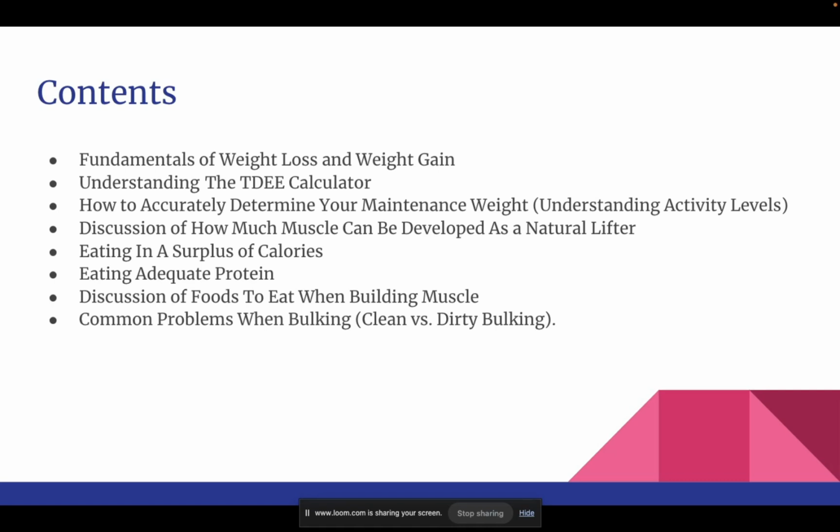All right, we'll discuss how to eat in a caloric surplus. We'll talk about eating adequate amounts of protein. We'll talk about what types of food you should and need to eat in order to build muscle. And we'll talk about common problems that occur when you're bulking. And we'll talk about the different types of bulking, which include clean bulking and dirty bulking.